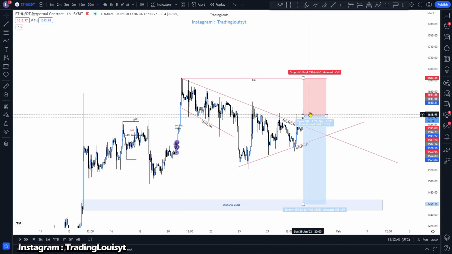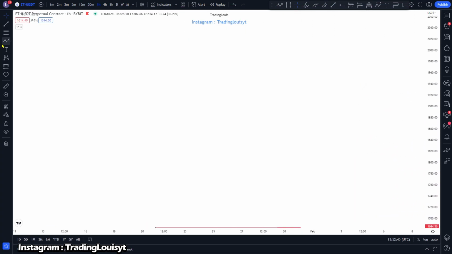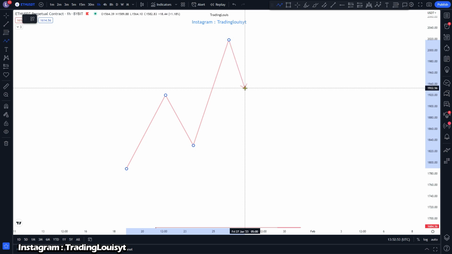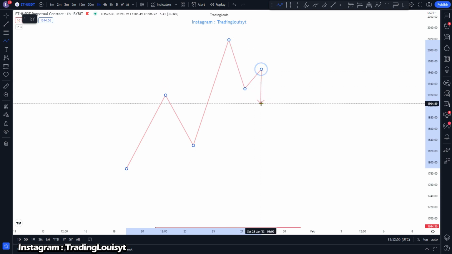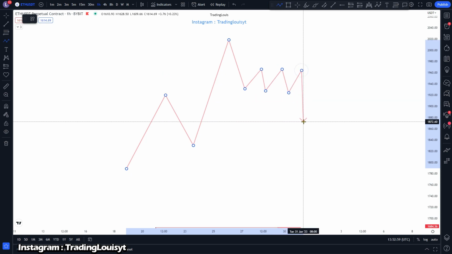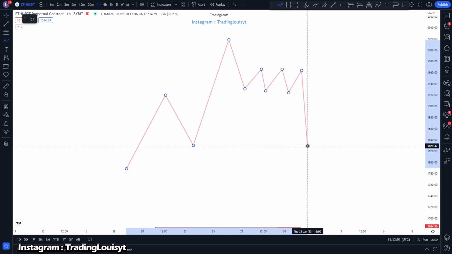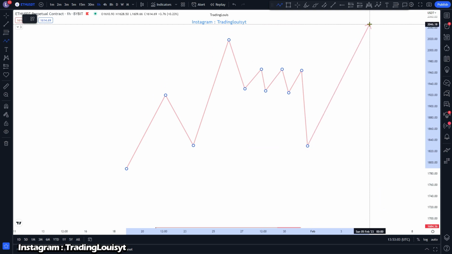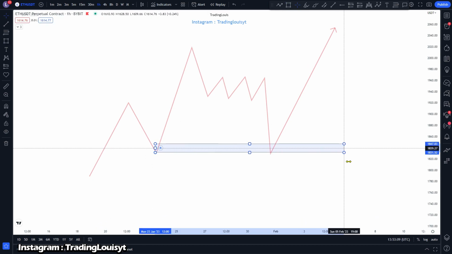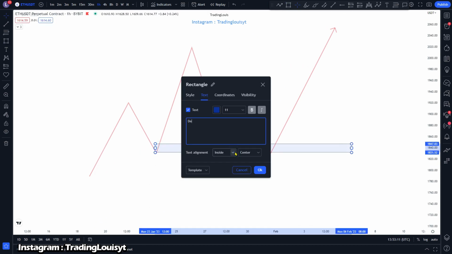So let me actually draw this out for you so you guys can understand how you can use liquidity when trading. So let's say we have this move to the upside. We have a higher high and price comes down, creating this liquidity right here. Then price comes down, has a pullback into a demand zone, and then carries on right here. So if we look at this chart, let's draw our demand zone right here. Let me mark this out for you.